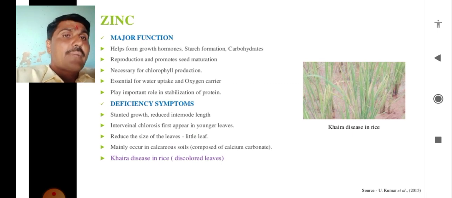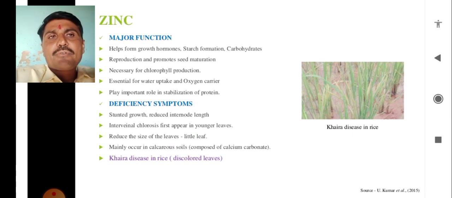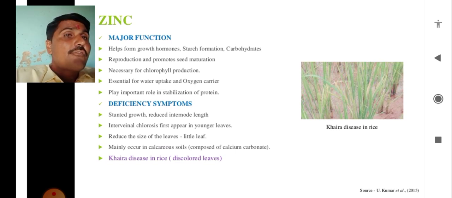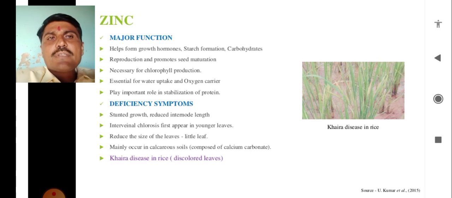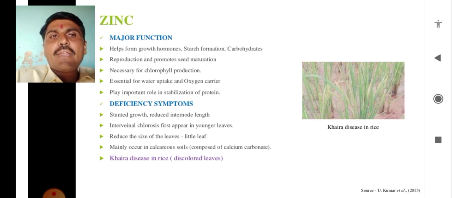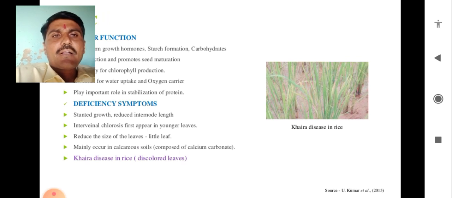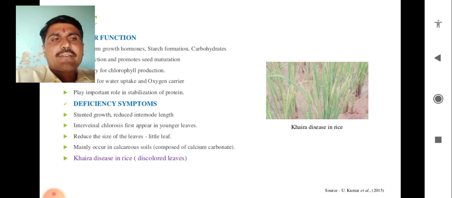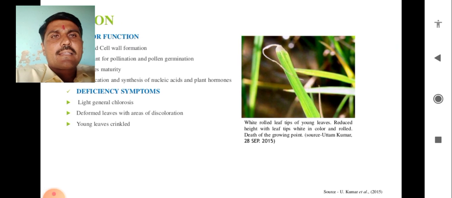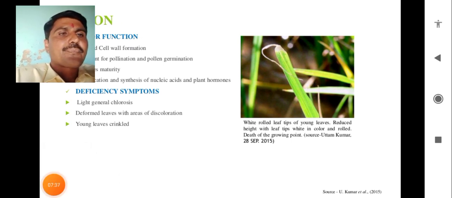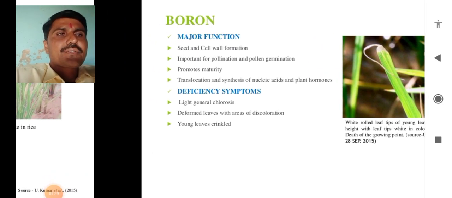Well, zinc plays an important role in the formation of growth hormones as well as the formation of starch and carbohydrates, and it promotes reproduction and the maturation of seeds. Also, it is responsible for the production of chlorophyll, is essential for the uptake of water, that is H2O, and is an oxygen carrier. These are a few things which show where zinc is necessary. So next one, that is the boron.